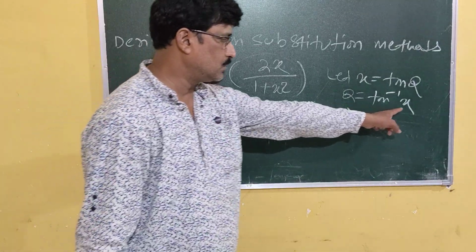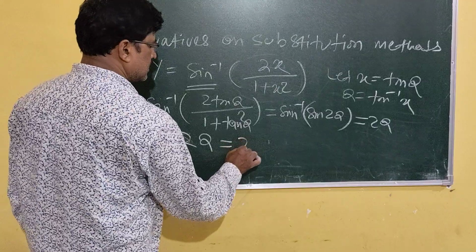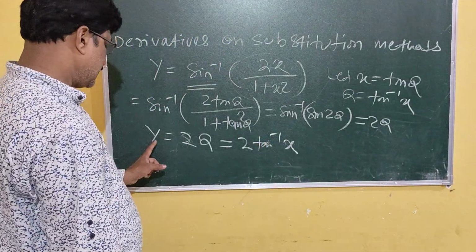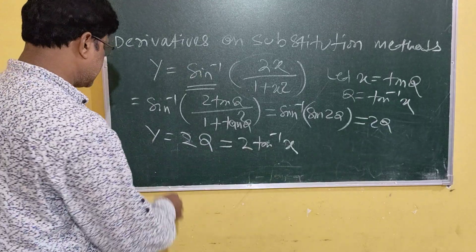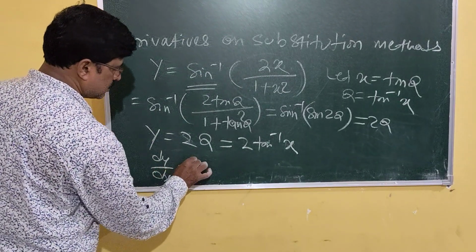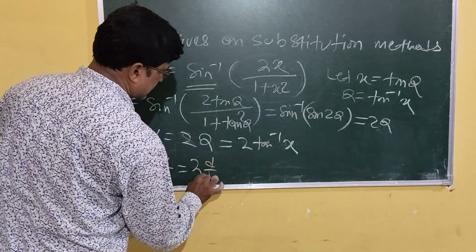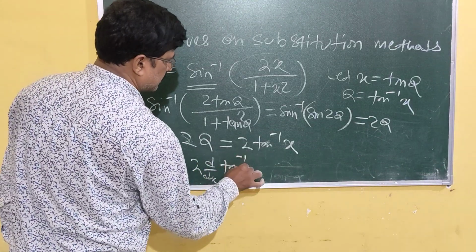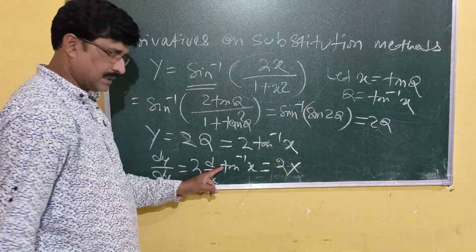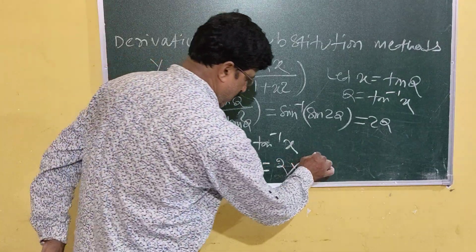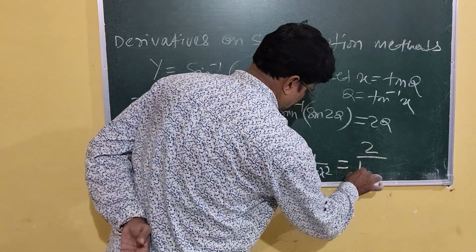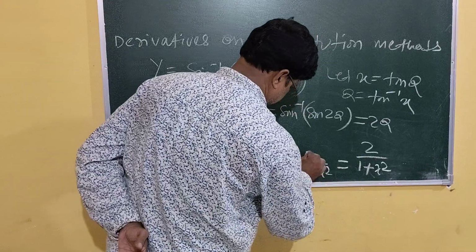As you know, theta is equal to tan inverse x. Put here tan inverse x. Now you can find dy by dx easily. So dy by dx is equal to 2 d by dx of tan inverse x. What does it give? 2 into the derivative of tan inverse x, that is 1 by 1 plus x square. So it becomes 2 by 1 plus x square.